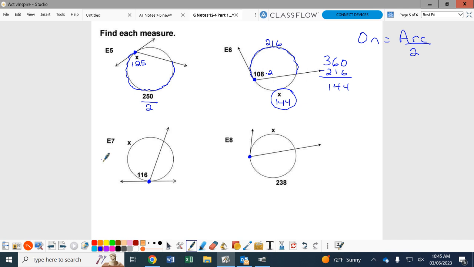Okay. This one uses the same idea. You've got the angle, you just don't have to go that extra step. If you have the angle, you're going to multiply by 2 to get to the arc. What is 116 times 2? 232. There we go. So that arc for x from here all the way around to here is going to be 232.